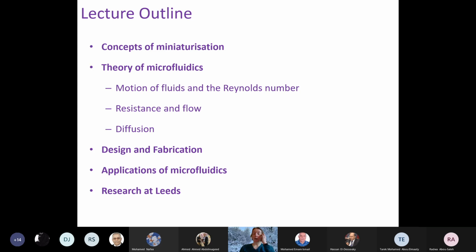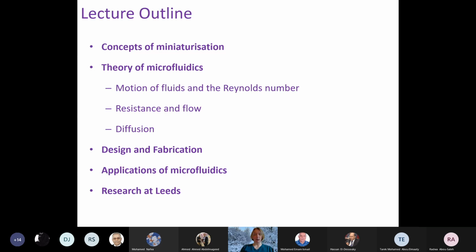So we'll go through the concepts of miniaturization, so why we do microfluidics, and the advantages of miniaturizing basically analytical and synthetic science. The theory of microfluidics, so a little bit on the motion of fluids and something called the Reynolds number, which is an important parameter in microfluidics, resistance and flow in fluidic devices, and also a little bit about diffusion. And then we'll talk very briefly, but to give you an idea of how we actually make these devices and how we design them for specific tasks as well.